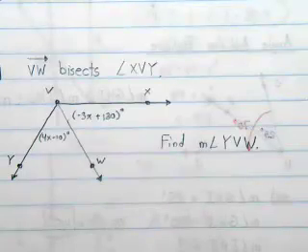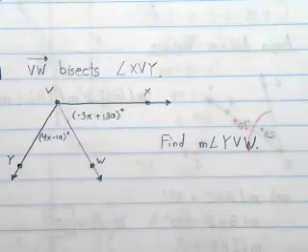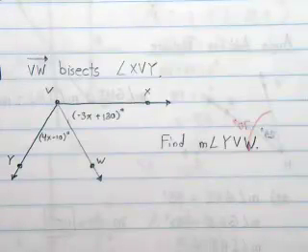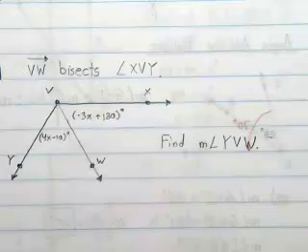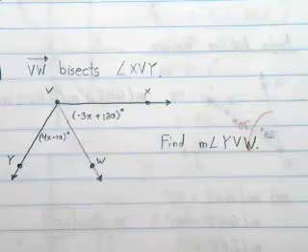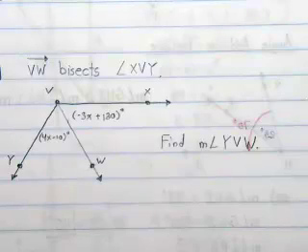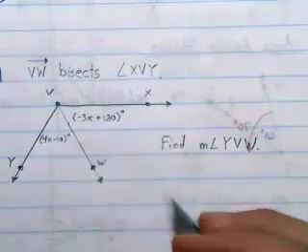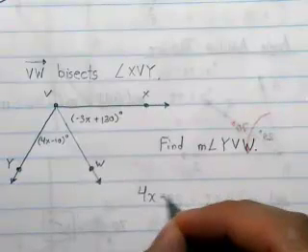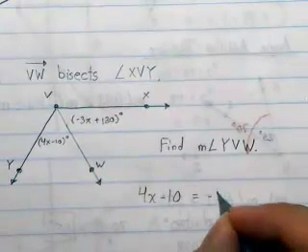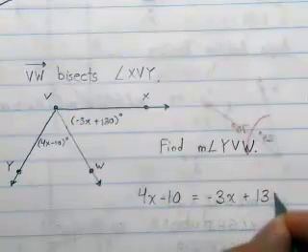Okay, so if it's a bisector, what does that tell us? Let's have somebody who hasn't answered something yet today. Okay, so thank you, Jason. They are equal, right? Those two measurements. Okay? So that's giving you a way to set up an equation again, right? We can take those two algebra expressions, 4x minus 10 is equal to negative 3x plus 130.